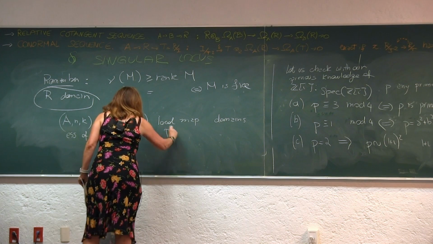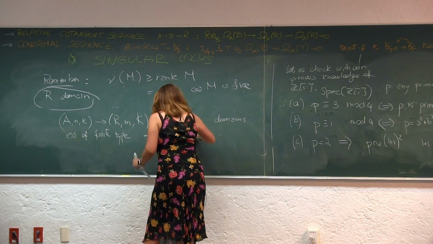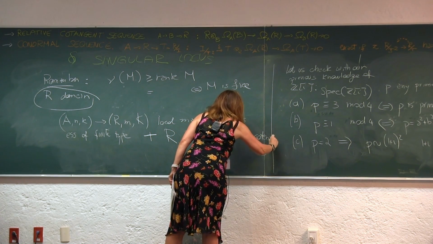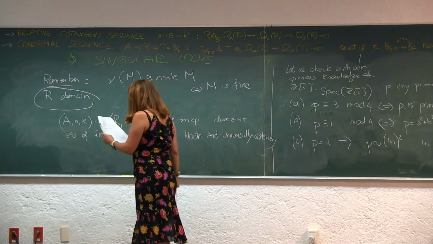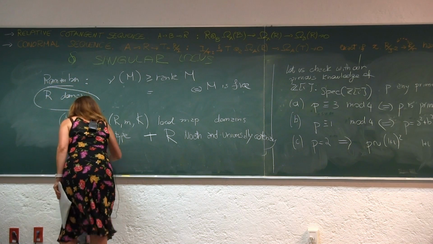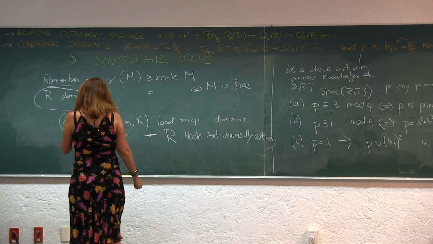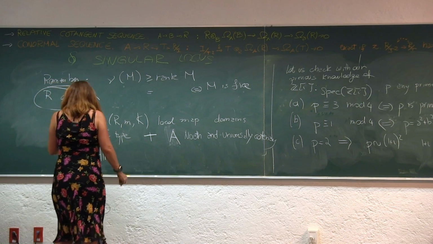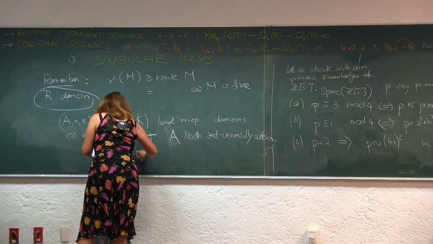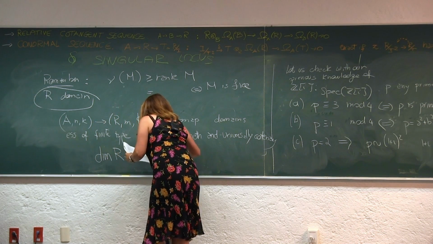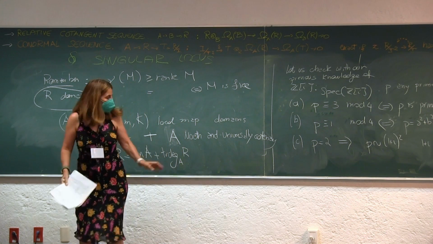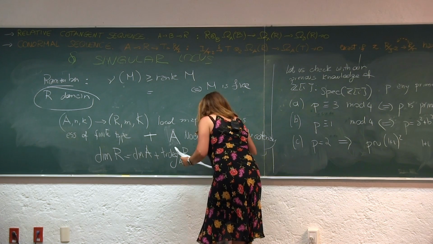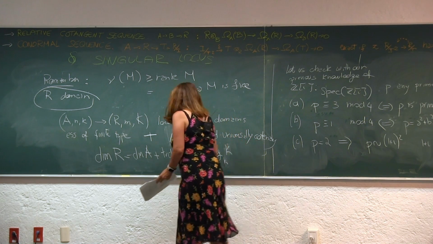And on top, I want to assume that R is Noetherian and universally catenary. Then what do I get? A, not R, A should be Noetherian and universally catenary. Then everything is fine. So what do you get? That the dimension of R is the dimension of A plus the transcendence degree of R over A, which just means the transcendence degree of the quotient field of R over the quotient field of A, minus the transcendence degree of big K over little k. This is the dimension formula.